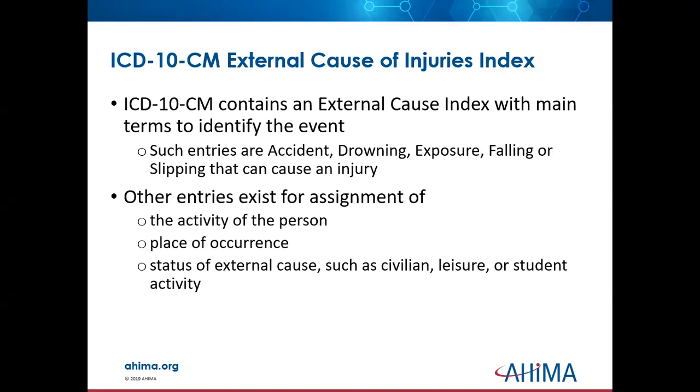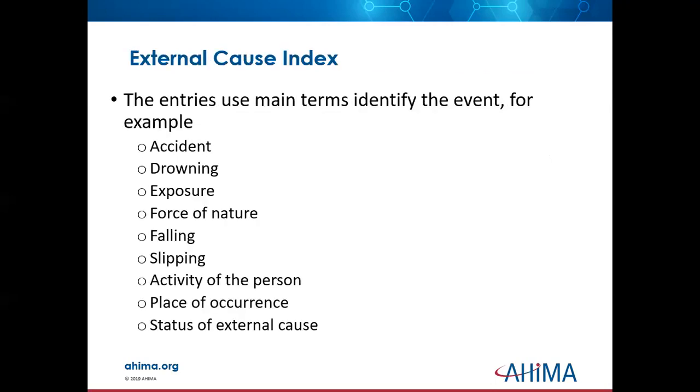And then again, there are other entries that you would use in that index to look up the activity, the place, and the status. Some of the status examples include such things as civilian, recreation or leisure, student, what have you. More main terms. Any of these are great places to find these codes. These include accidents, exposure, drowning, and of course, the last 3 bullet points for the activity, place, and status.